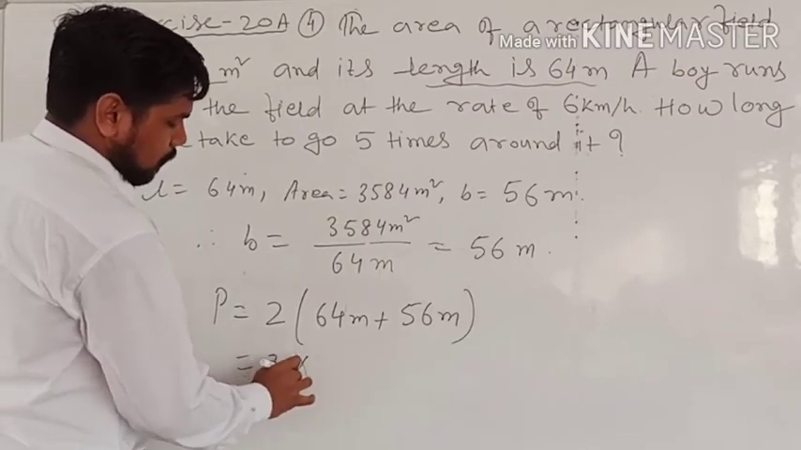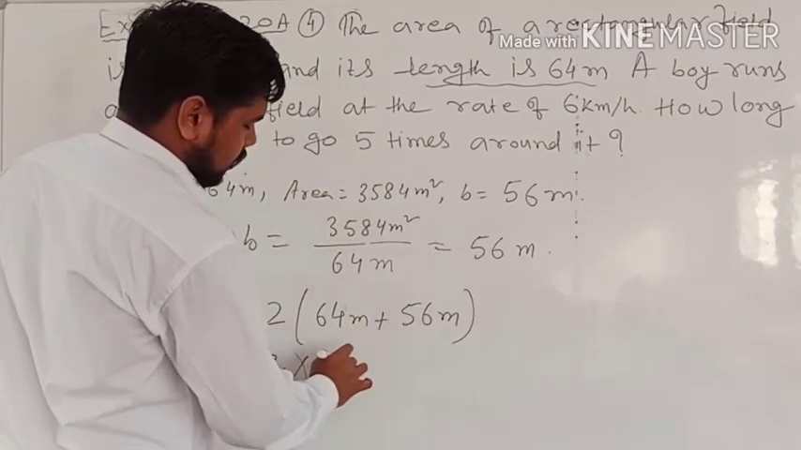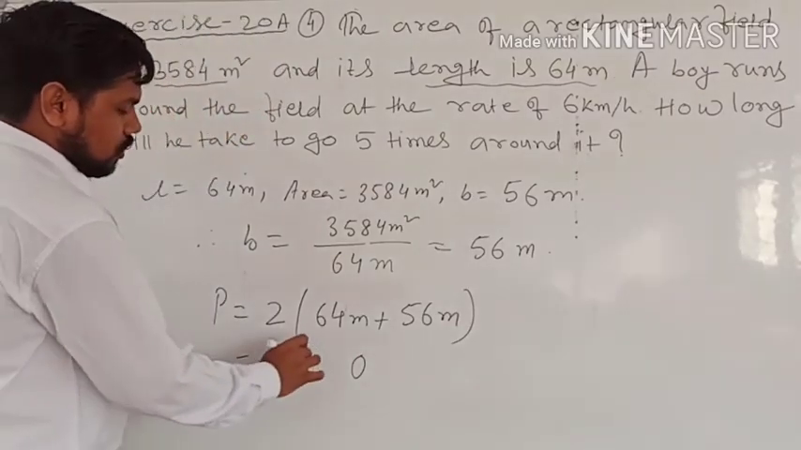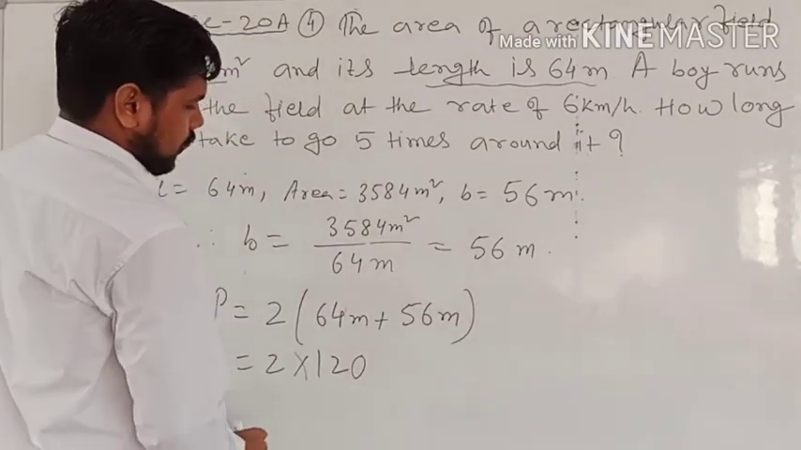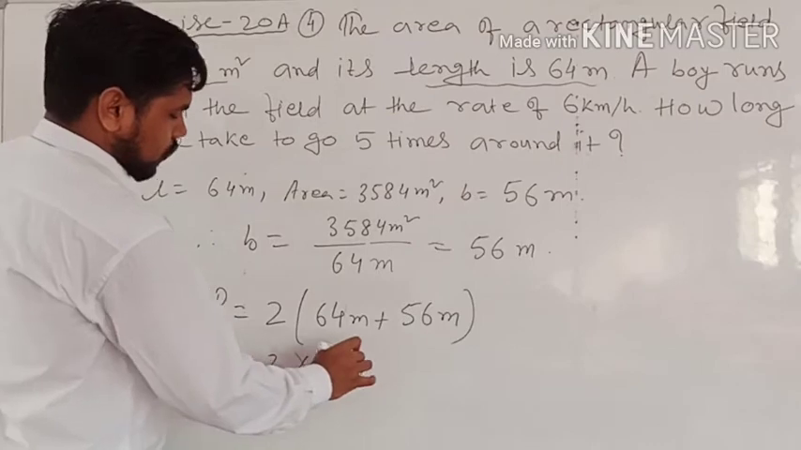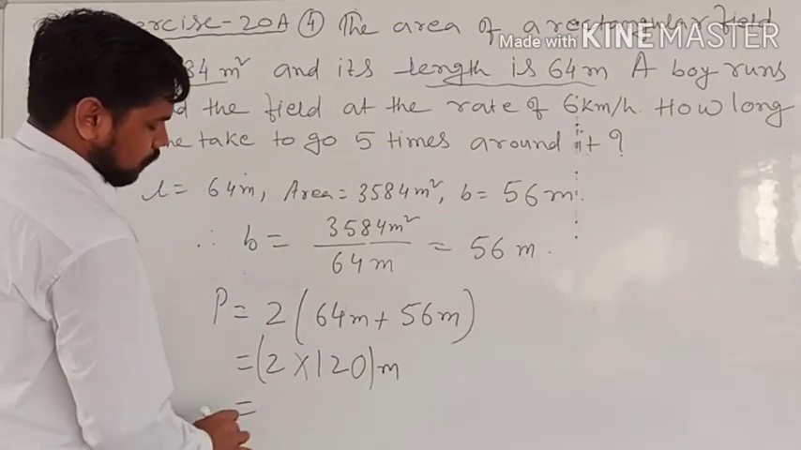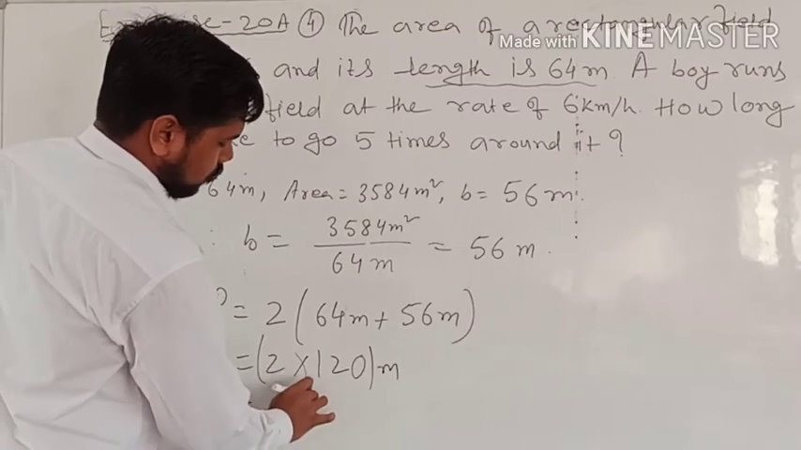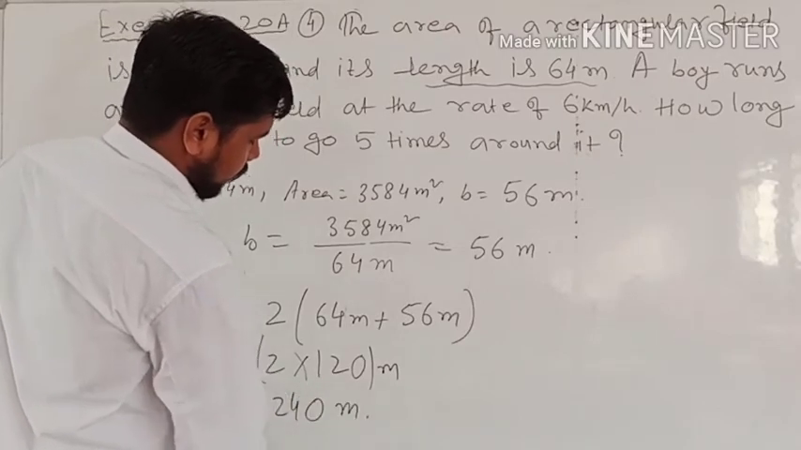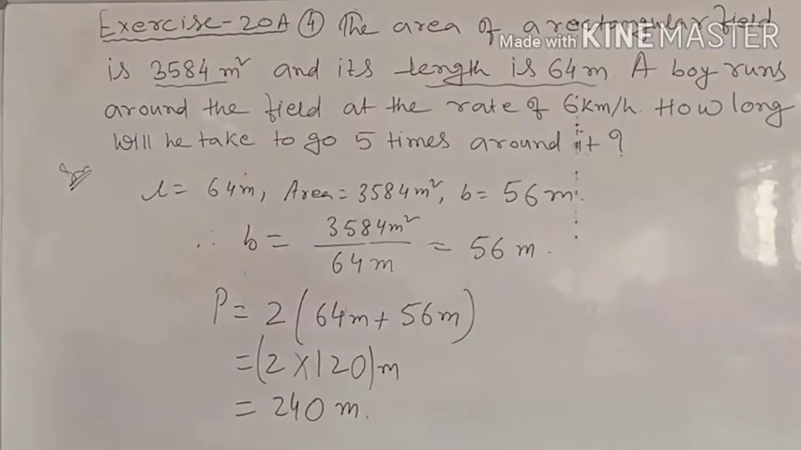so 2 multiply, this will be 6 plus 4 is 10, 0, 1 carry, 6 to 12. 120, right? 120. This much of meter. So 12 to 24, 240 meter. So 240 meter is the perimeter now. So 240 meter we got the perimeter now.